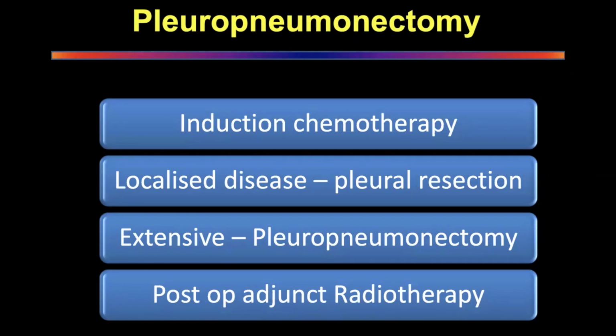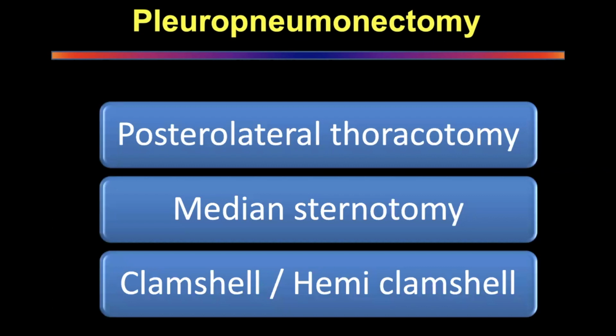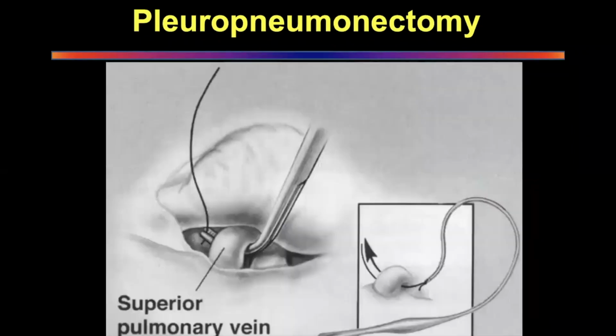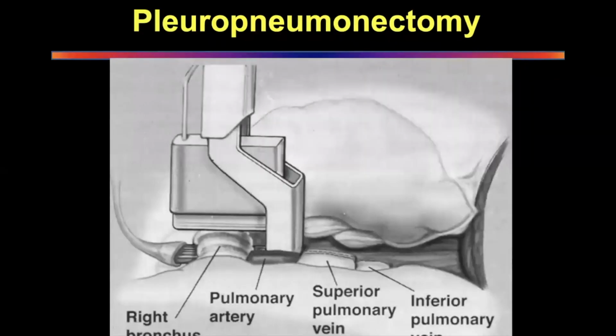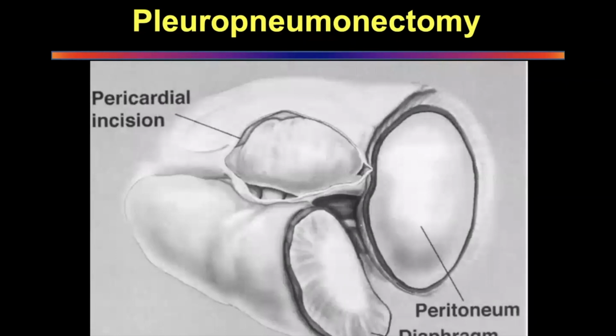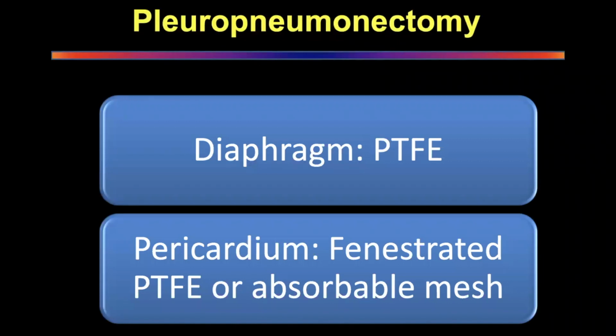Most of them will have induction chemotherapy with localized pleural disease. And that's when we get into these scenarios. You do either by a posterolateral thoracotomy or a median sternotomy or a clamshell, hemi-clamshell, depending on which side you're getting into. You have to go extrapleurally, dissect all the pleura out. Once you've dissected all the pleura out, then you get the pulmonary veins, then you get the pulmonary artery, and you get the bronchus. And then you have to resect the diaphragm, depending on whatever is involved, or you have to take out the pericardium as well.